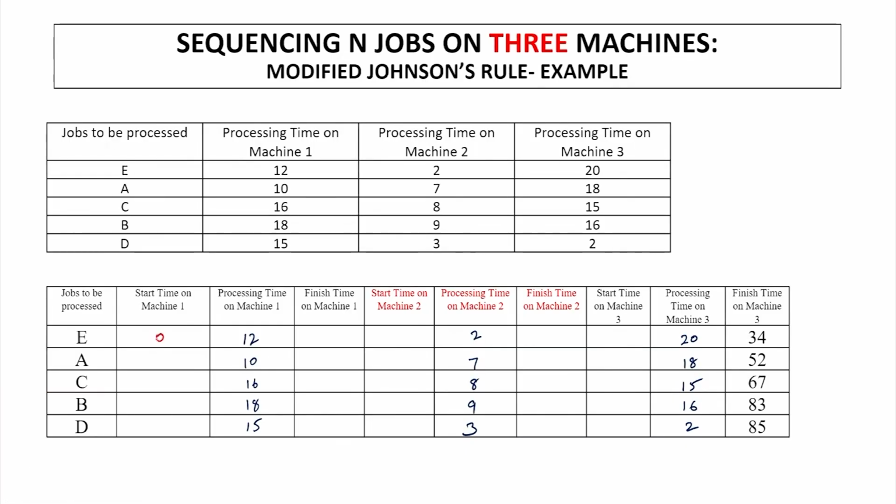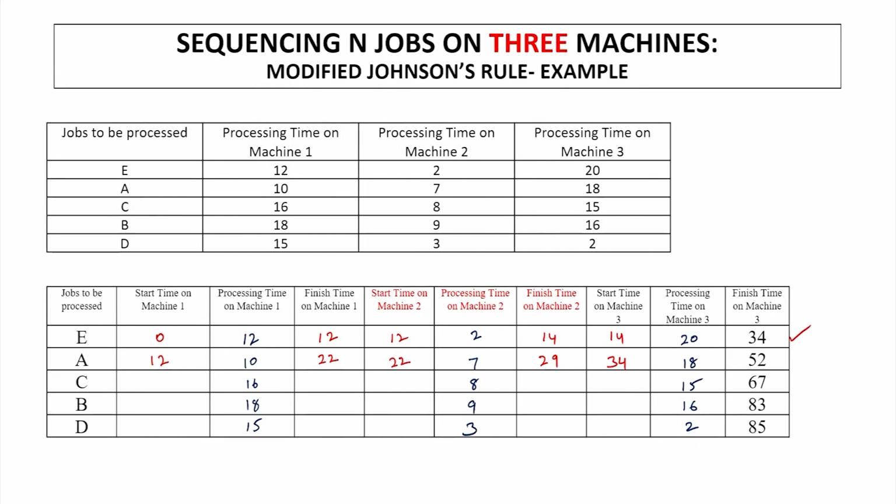we can start at time 0, complete at 12; start at 12, complete at 14; start at 14 and complete at 34. Okay. Here we can start job A at 12 on machine 1 and complete at 22. We can start at 22 and finish at 29, and we can start at 34 and finish at 52.